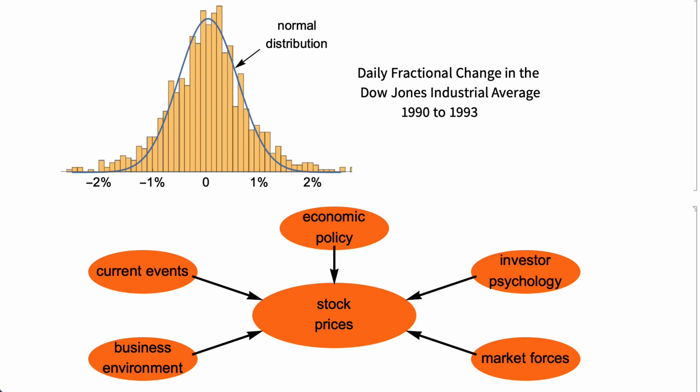Stock prices, for example, and the fractional day-to-day changes in prices shown in this plot are subject to investor psychology and current events and market forces and a variety of other influences, and so, like the weather, financial data is also often expected to be normally distributed.